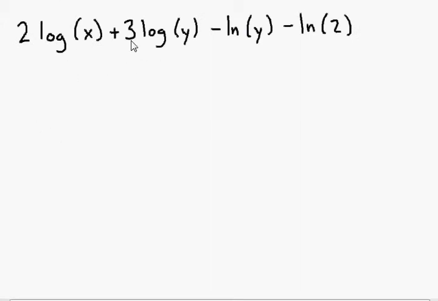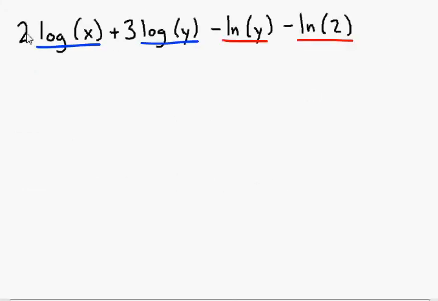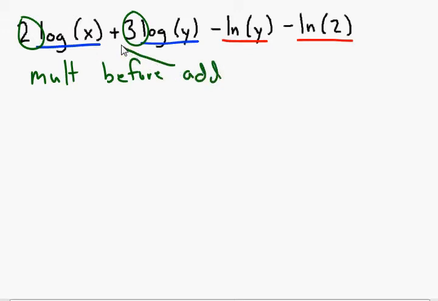Let's take a look at one last example. Like before, we have common logs and we have natural logs. So what we want to do first is combine these two. But there's a problem. Previously what we had was log of 6x, log of 2y. That's not what we have here. We have 2 times the log of x plus 3 times the log of y. And take a look here. Multiplication comes before addition. So before we add and combine these logs, we have to take care of this multiplication.